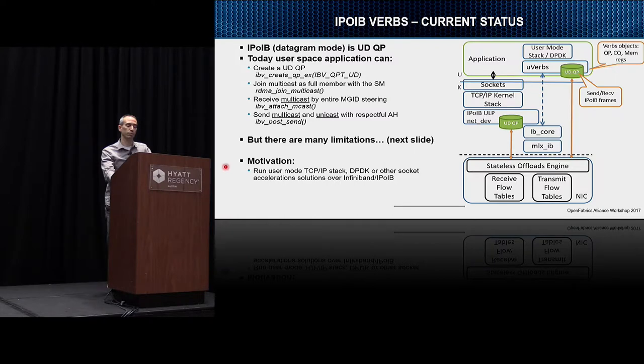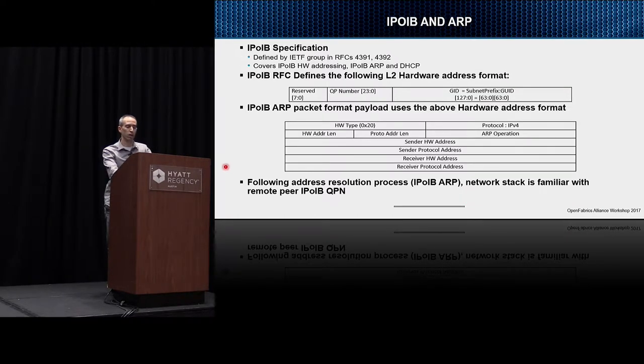Here is a quick overview or recap before I continue, because this is one of the challenges of allowing user mode IP over IB. What is IP over IB ARP? It is defined in an RFC, and the RFC mandates the hardware address, the layer 2 address of the IP over IB device. It is built of the GID of the device and the QP number of the IPoIB, plus some reserved bits. So it's a 20 byte hardware address versus 6.